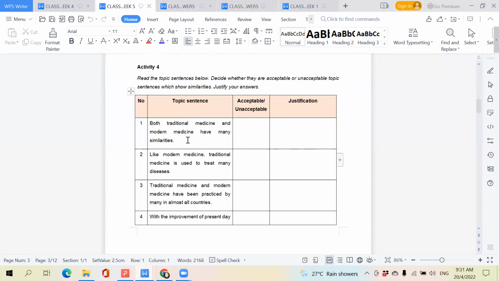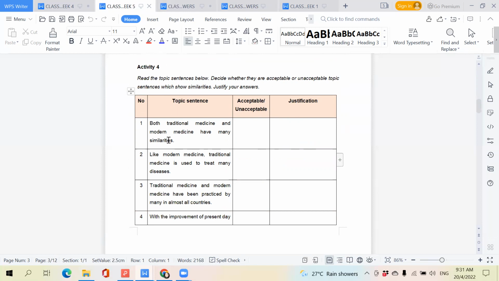Activity number 4 wants you to read the topic sentences below and decide whether they are acceptable or unacceptable. Let's see. Both traditional medicine and modern medicine have many similarities. So what do you think? Acceptable or unacceptable? Okay, so this is unacceptable.